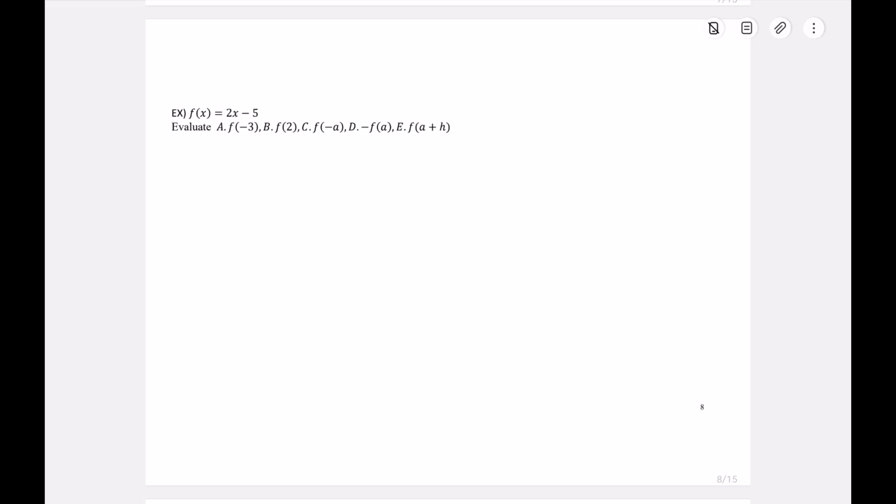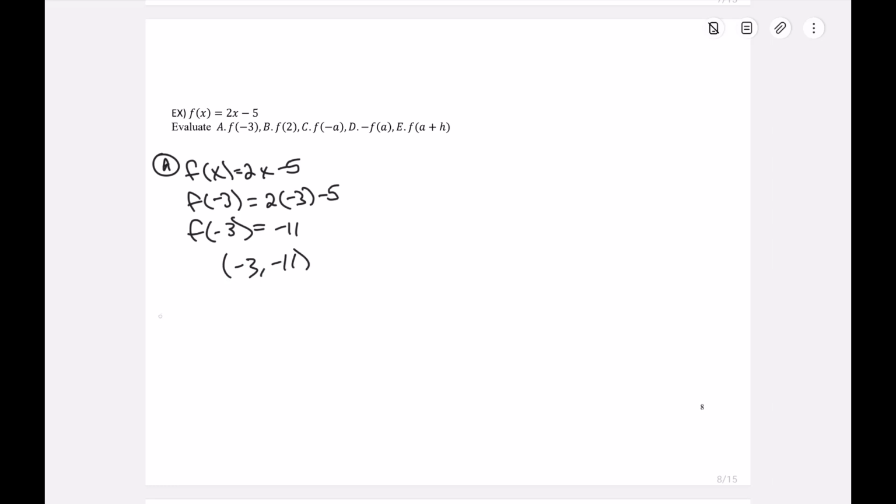So first, we're given f of x is equal to 2x minus 5, and we want to evaluate for a, b, c, d, e, and so on. And so we're going to start with a. So since we know that f of x is 2x minus 5, and since we want f of negative 3, you would plug in a negative 3 everywhere we see an x, so 2 times negative 3 minus 5. If we plug that into our calculator, we would get f of negative 3 is equal to negative 11. And if you wish to write this as an ordered pair, you could write it as negative 3, negative 11.